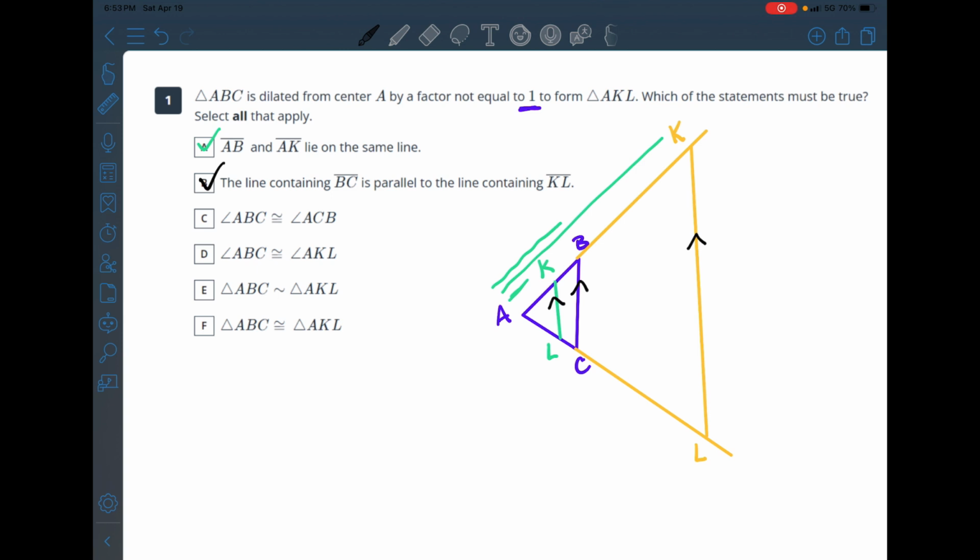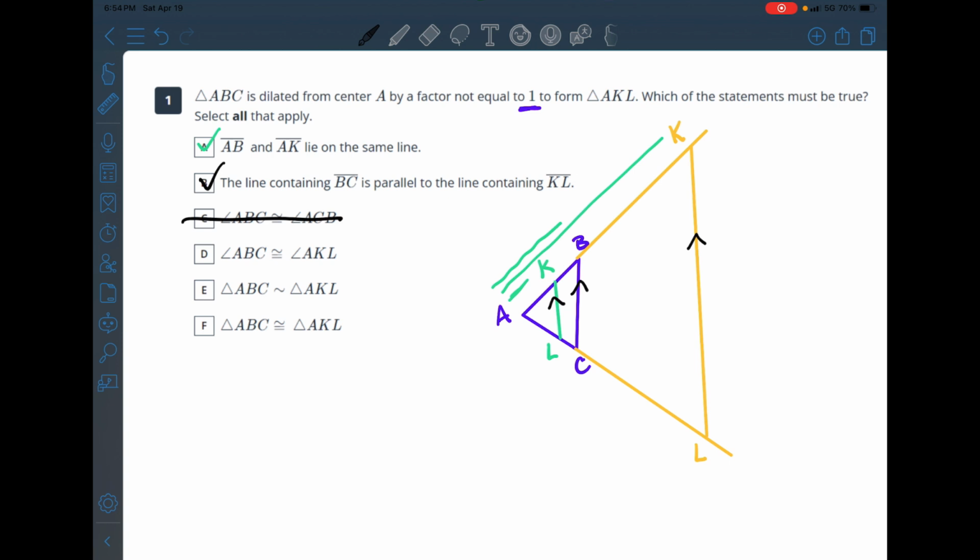This one says angle ABC is congruent to angle ACB. Does that tell us anywhere that they are congruent? It just says a triangle. It doesn't say what kind of triangle. It could be if it was an equiangular triangle, but we don't know that. It doesn't tell us that. So it says the ones that must be true, so that one doesn't have to be true.